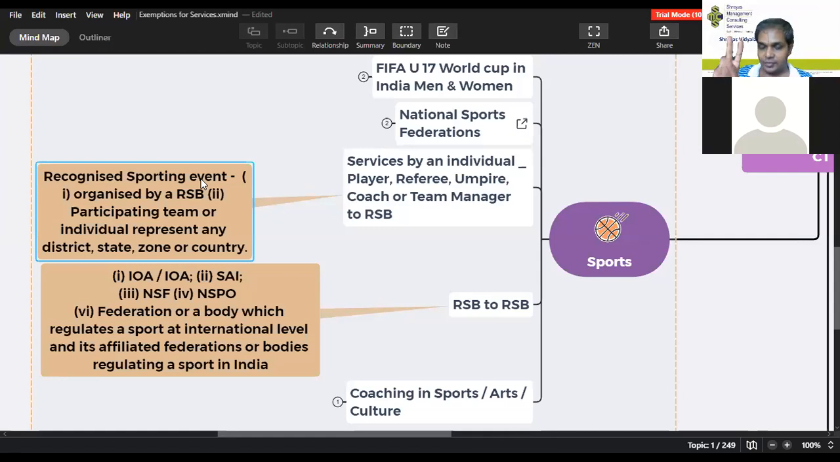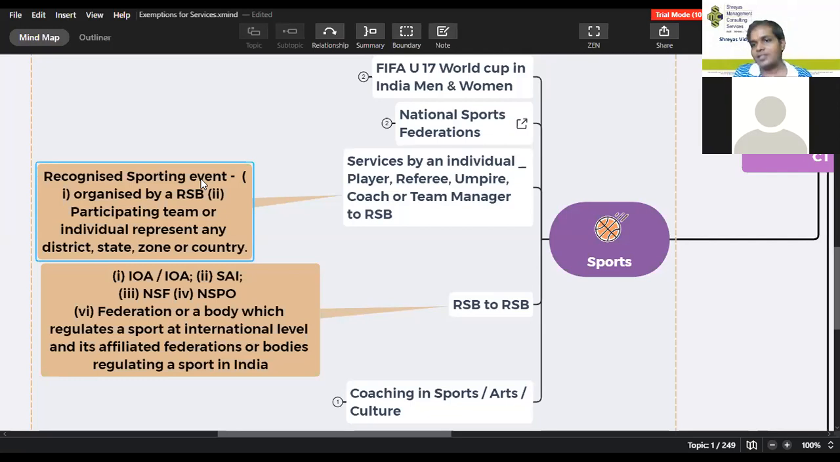So there are 2 conditions. The services should be provided to a recognized sports body and it should be a recognized sporting event, both. What is a recognized sporting event? It is organized by an RSB, recognized sports body, and the participating team should represent a district, state, zone, or a country. It's very important. IPL, correct. So madam is talking about Kabaddi Premier League, KPL, okay, IPL.